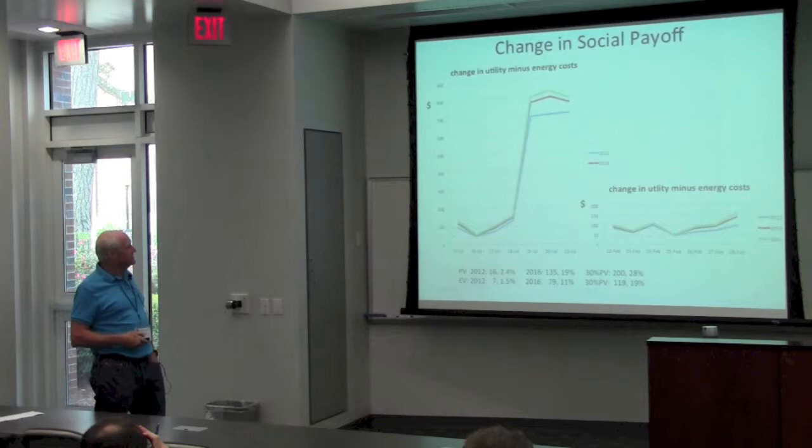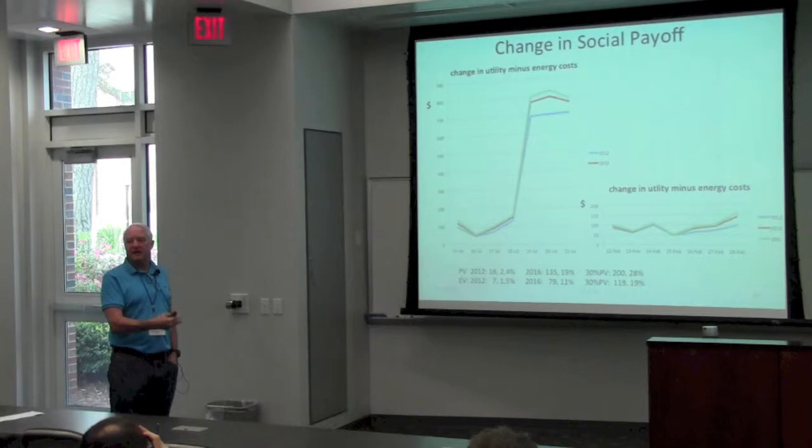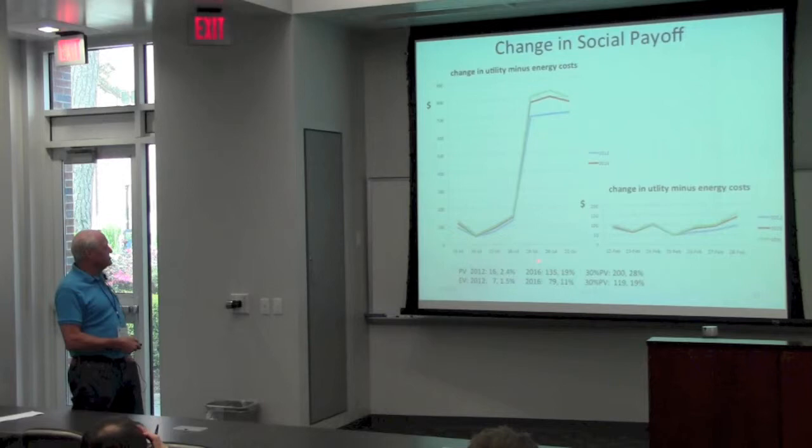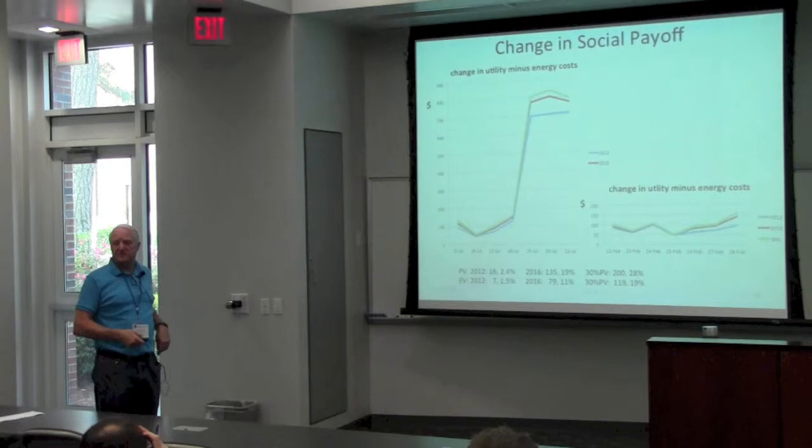So here's the change in the social payoff. The social payoff is the sum of the utilities of the consumers minus the cost of power coming into the network from the Cal ISO. This is a period of July. What we did was take the temperature data, the everything data we have from 2012, and use that same data in 2016 and 2030.